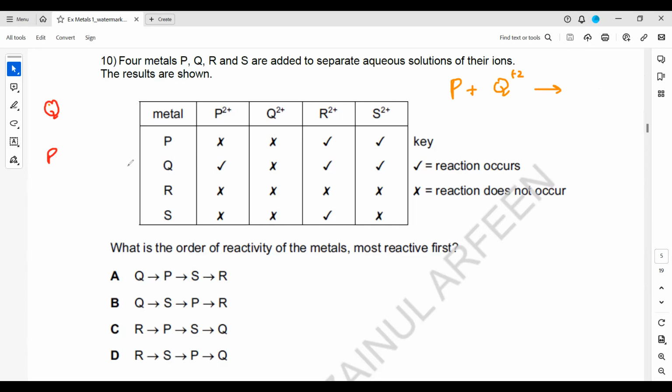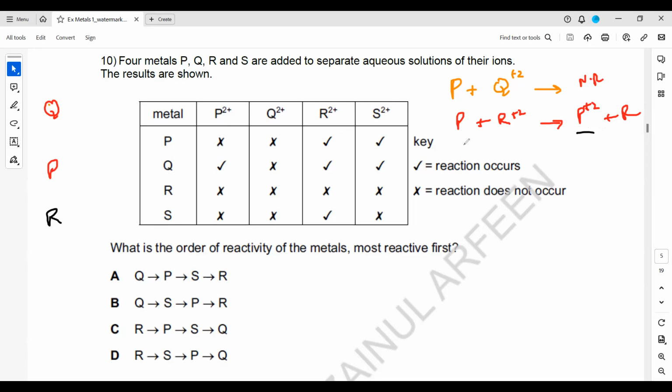Because if there is no reaction, the one which is existing as an ion will be more reactive. Simple rule. If no reaction happens, it means the one which is already an ion is more reactive. Then P with R, there is a reaction. So if they react with each other, it will form P ion and R atom. Because the reaction occurs, we now check the product side. So which is more reactive? P is more reactive than R.